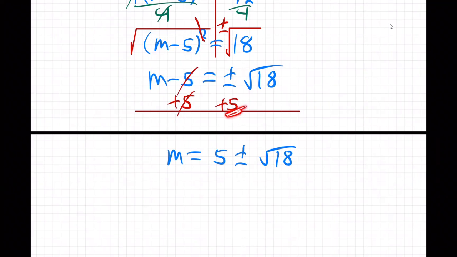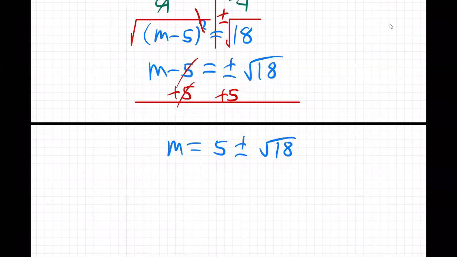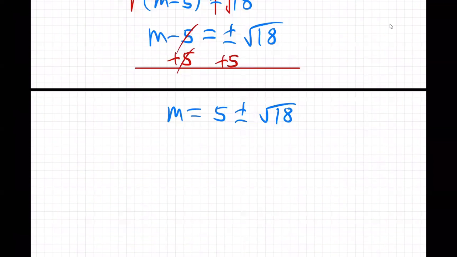That 5 cannot add with that 18 because they live in different worlds, right? The 18 is inside the root and the 5 is outside. That's like prison, right? Inside, outside, no interacting. So that's basically the answer, except I've got to simplify that 18. How do you do that? Well, it's 2 times 9. The 2 can't go any further. And 9 is 3 times 3.